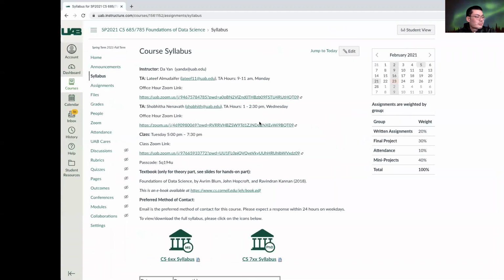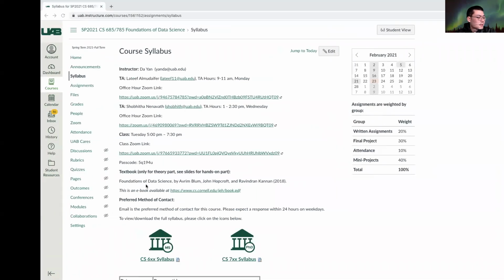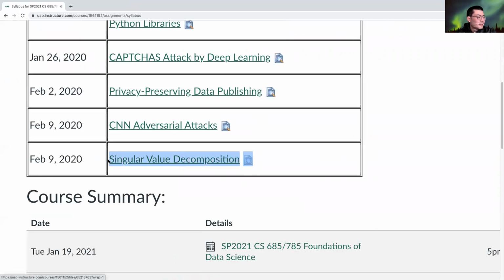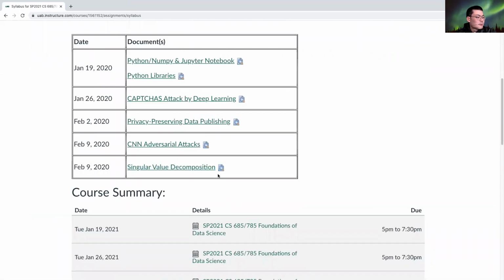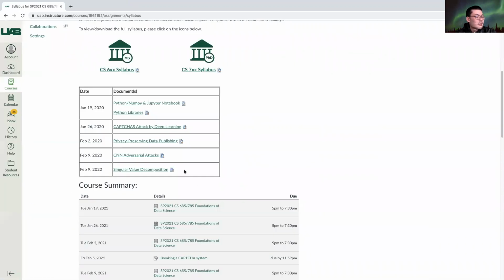The slides have been released here. You can click and download them if you want. And we will have another lecture on SVD applications. So basically this is the mathematical foundation.